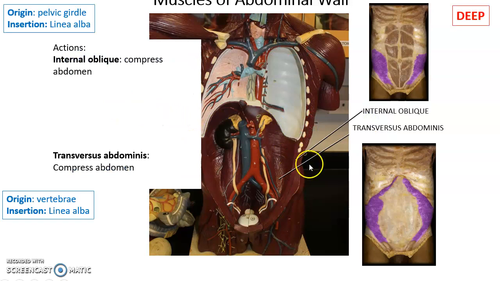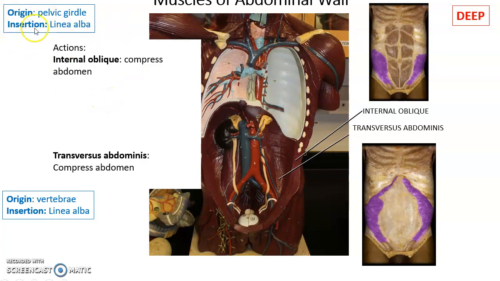Also, we have the internal oblique. The internal oblique is underneath the external oblique. And then deep to that is the transverse abdominis. So there's actually three layers on the lateral sides: the external oblique, the internal oblique, and then the transverse abdominis. Very thin muscles. They're involved in compressing the abdomen.